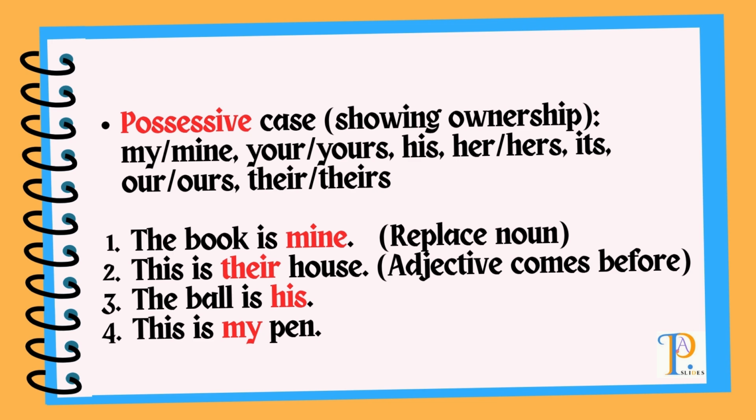Sentence number three says, the ball is his. So if we write the sentence putting the noun at the end, we have something such as the ball is Emeka's, the ball is Charles's, the ball is Ken's. So in order to take away the noun, we put the pronoun there, his. So the pronoun his has taken the position of the noun that would have been there.